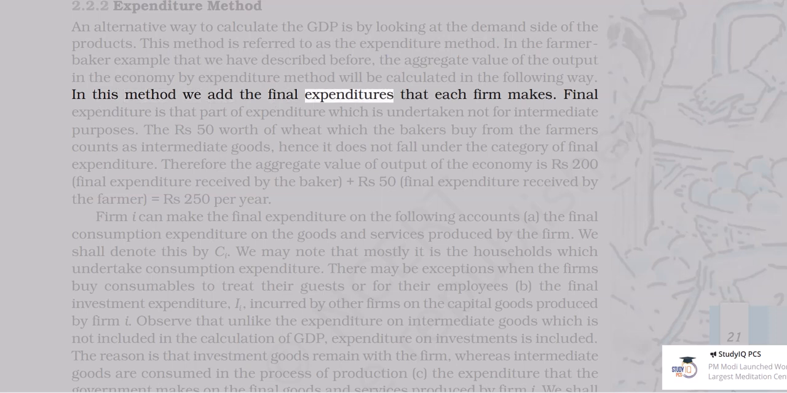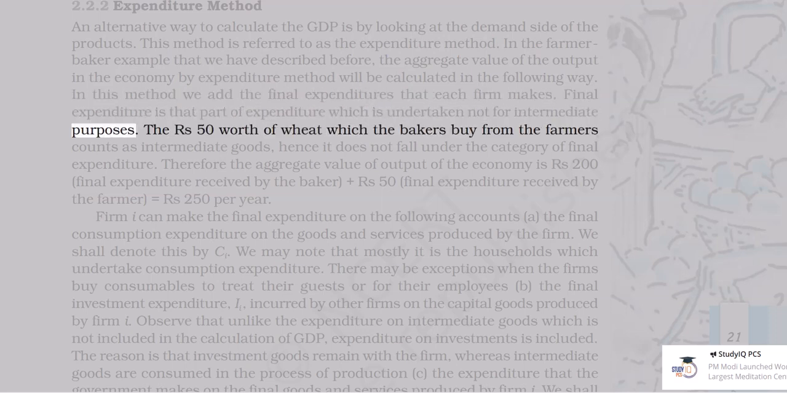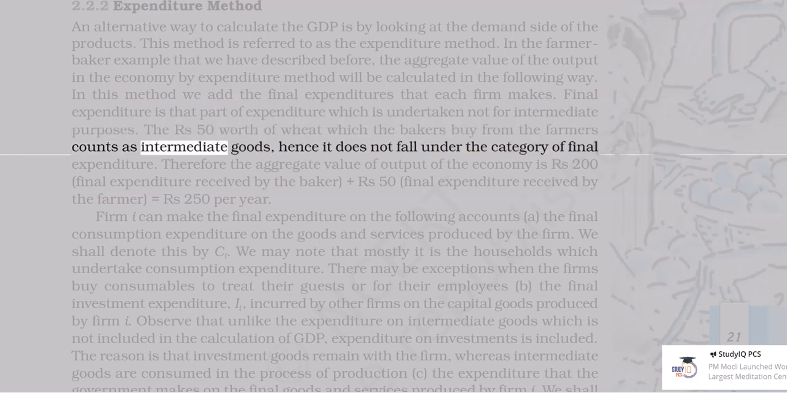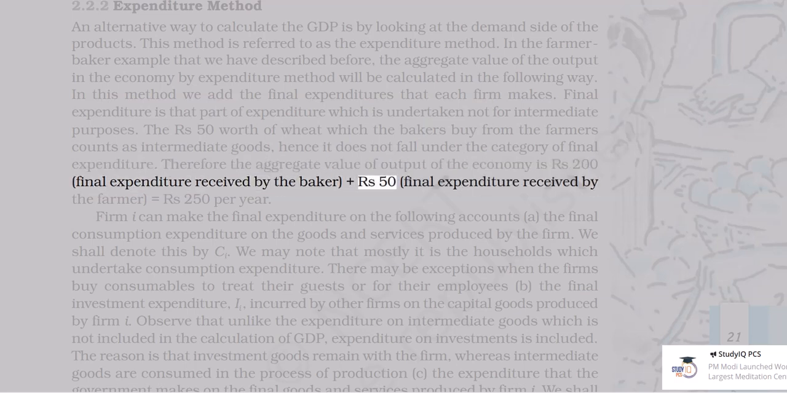In this method we add the final expenditures that each firm makes. Final expenditure is that part of expenditure which is undertaken not for intermediate purposes. The 50 rupees worth of wheat which the baker buys from the farmer counts as intermediate goods, hence it does not fall under the category of final expenditure. Therefore the aggregate value of output of the economy is 200 rupees, final expenditure received by the baker, plus 50 rupees, final expenditure received by the farmer, equals 250 rupees per year.